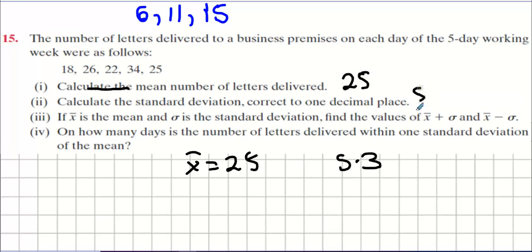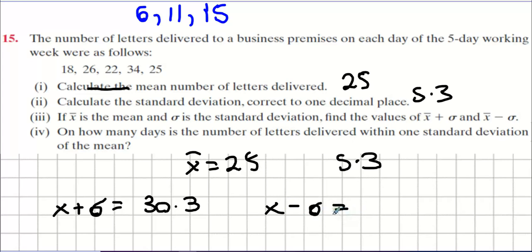That's 5.3. If x is the mean and sigma is the standard deviation, find the values of x plus sigma and x take away sigma. So what's x plus sigma? 20.3. x take away sigma. All right. We got 19.7.